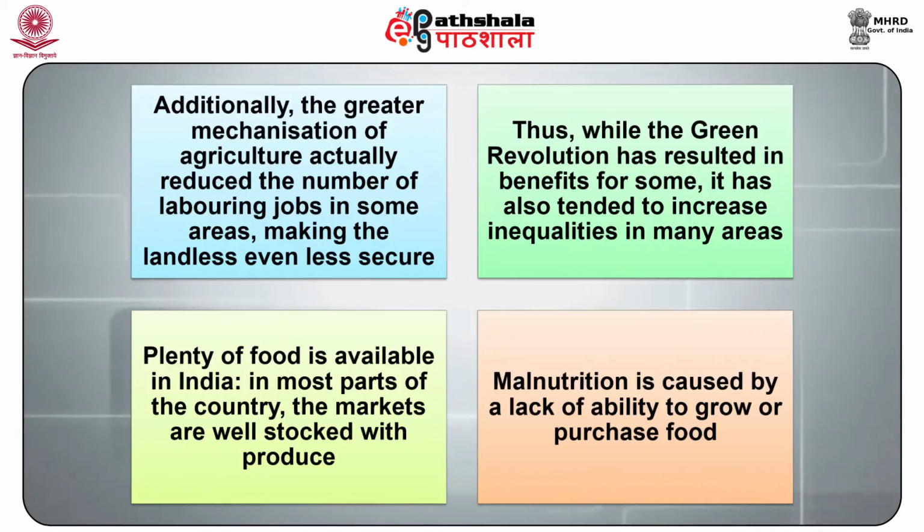Additionally, the greater mechanization of agriculture actually reduced the number of laboring jobs in some areas, making the landless even less secure. Thus, while the Green Revolution has resulted in benefit for some, it has also tended to increase inequalities in many areas. Plenty of food is available in India. In most parts of the country, the markets are well stocked with produce. Malnutrition is caused by a lack of ability to grow or purchase food.